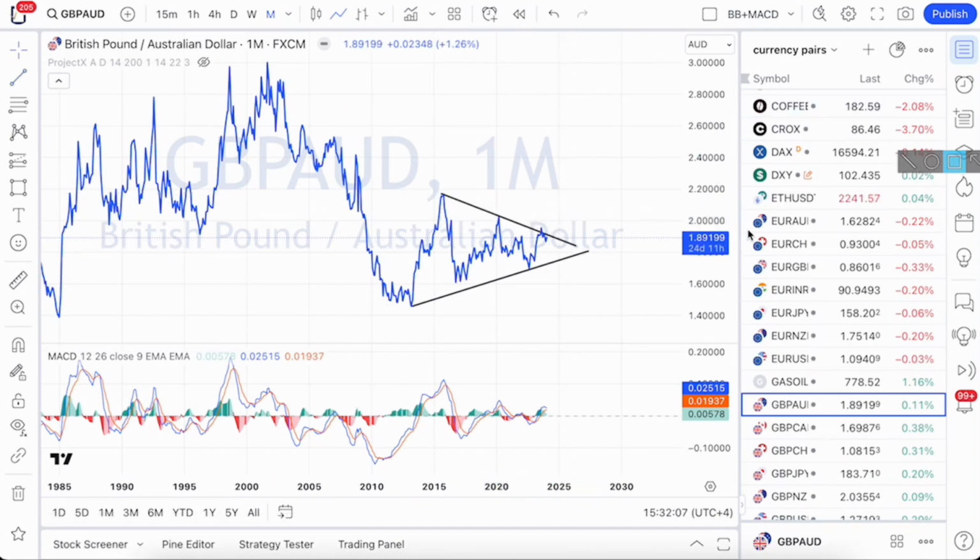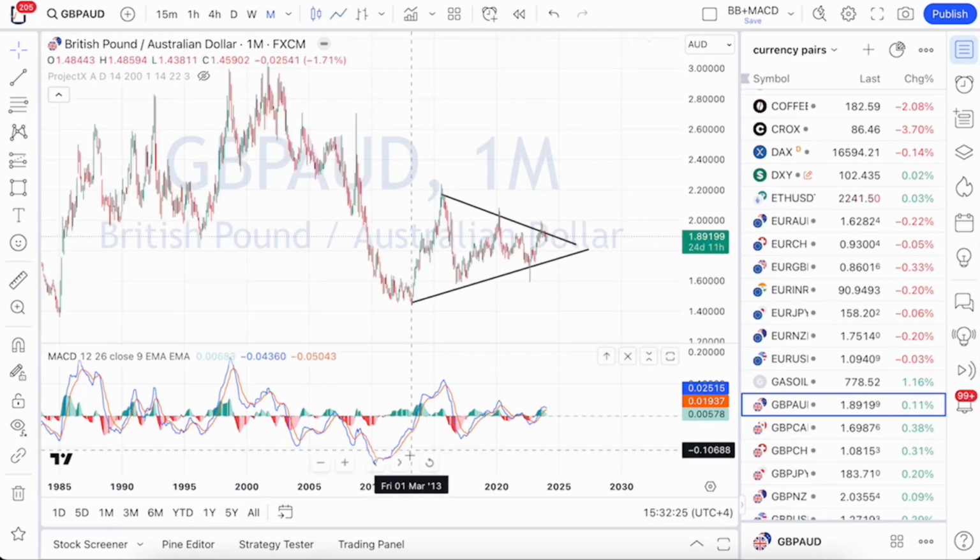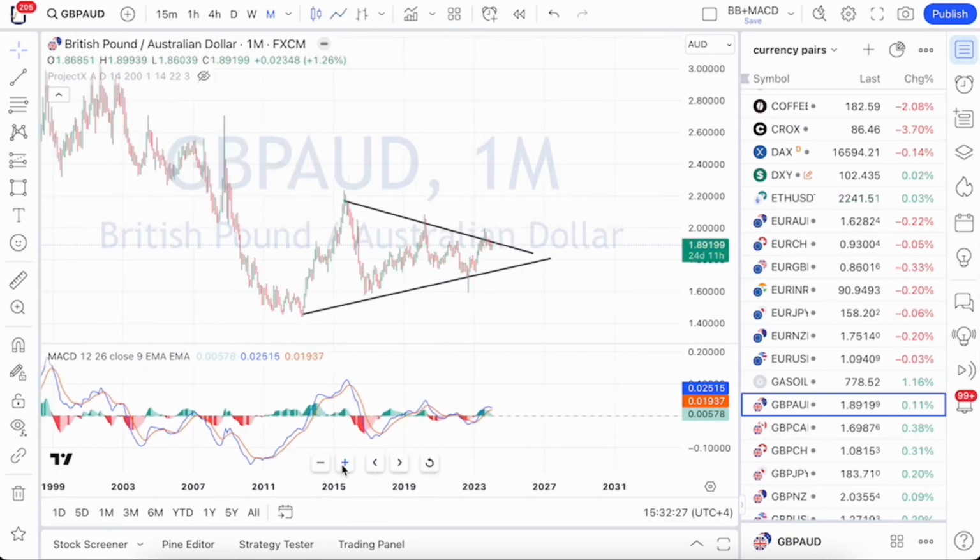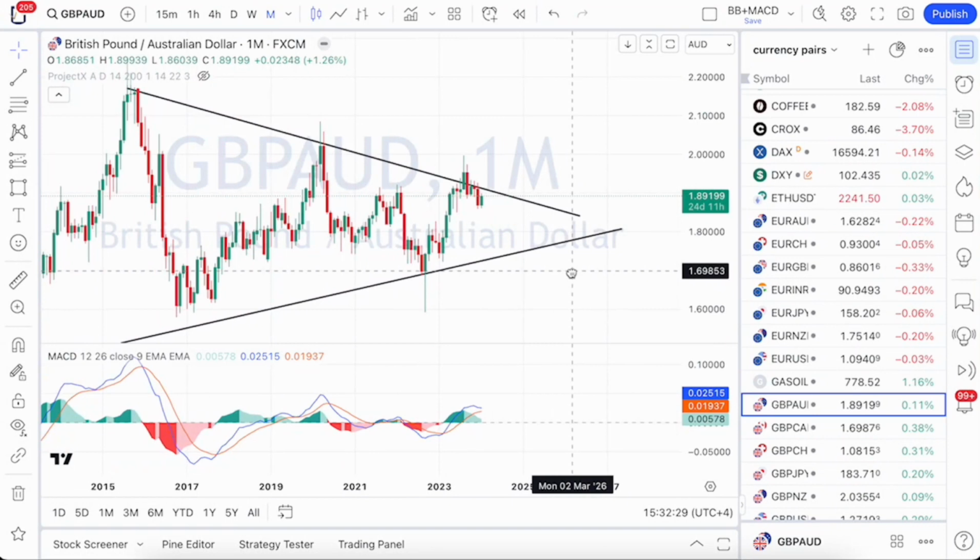So we have high, lower high, and lower high. We have a low, higher low, and higher low. So from downside, it's creating higher lows, and from the upside, it's creating lower highs. So we have a triangular formation here. So currently, we are on the verge of the breakout, and this is the setup.